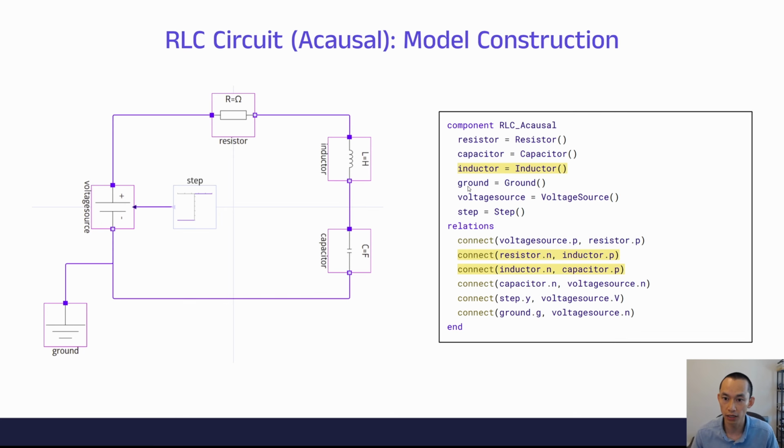And for the code-based representation of the RLC circuit, the only differences here from our previous RC circuit are what's highlighted. We added this inductor, which is right here, and then we created these two new connect statements to connect the resistors to the inductor and the inductor to the capacitor. And that's it. That's all we had to do. We just had to add in those terms to go from an RC circuit to an RLC circuit, okay?